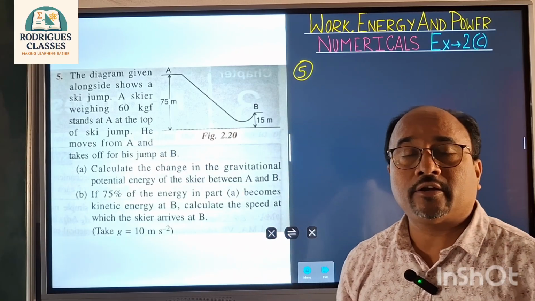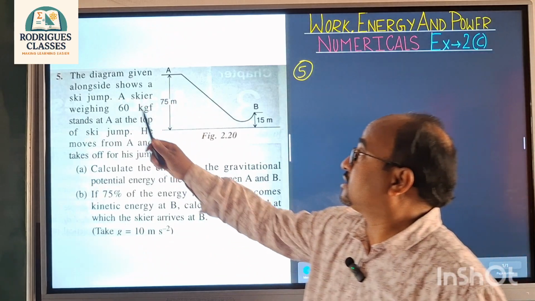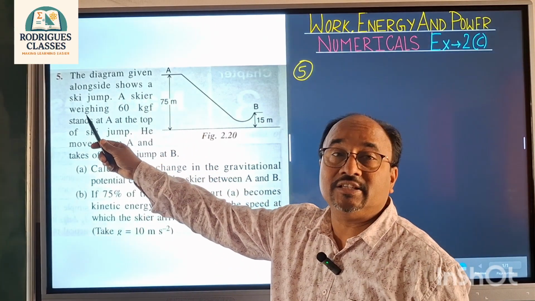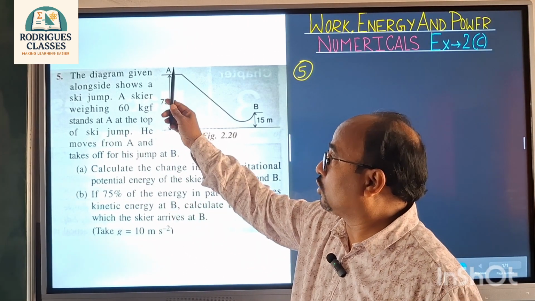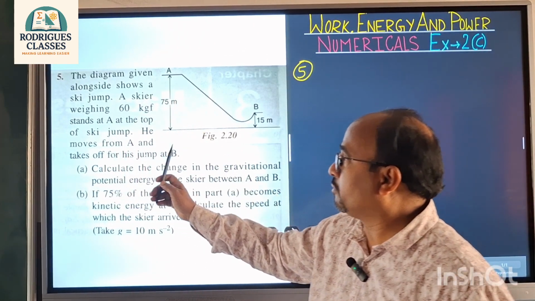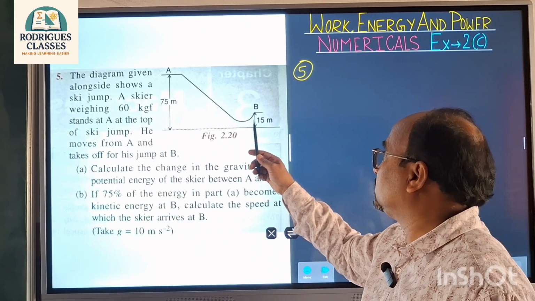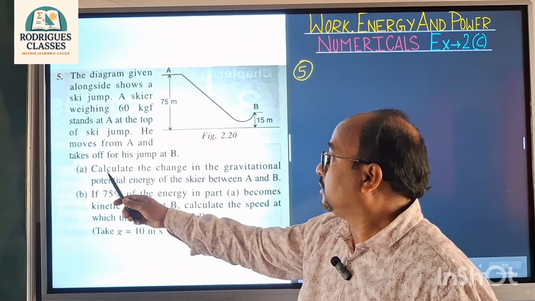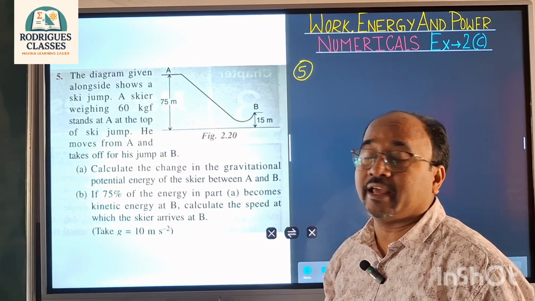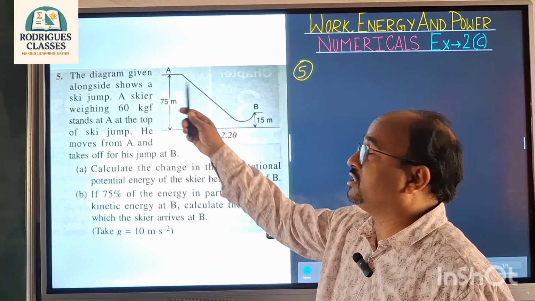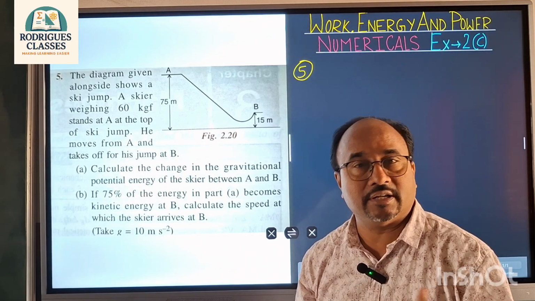So let us take a look at numerical number 5, which is a diagram based sum and is a very interesting numerical. It says the diagram given alongside shows a ski jump. A skier weighing 60 kgf stands at A at the top of the ski jump. He moves from A and takes off his jump at B. So he comes from here and then jumps like this from the point B. Calculate the change in gravitational potential energy of the skier between A and B. So this is the point A, this is the point B. You'll be taking the difference in the height and calculating the potential energy there.